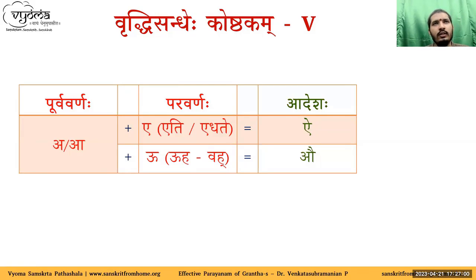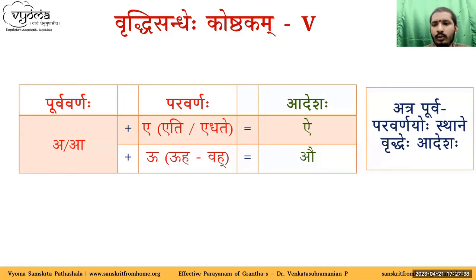In usage, we have Uha, Uha Karaniya. Evam tatra prayogaha drishyante. We see such usages. There, Uha means thinking or contemplating. So that word Uha is different from this word. To differentiate that, we have given here Uha, which is the modification of Vah dhatu. So if the Paravarna is Ukara of Uha Shabda, then the Adesha will be Aukara, which will take place in place of Purvavarna and Paravarna. Atra Purva Paravarnayoho sthane Vriddhehe Adeshaha bhavati.